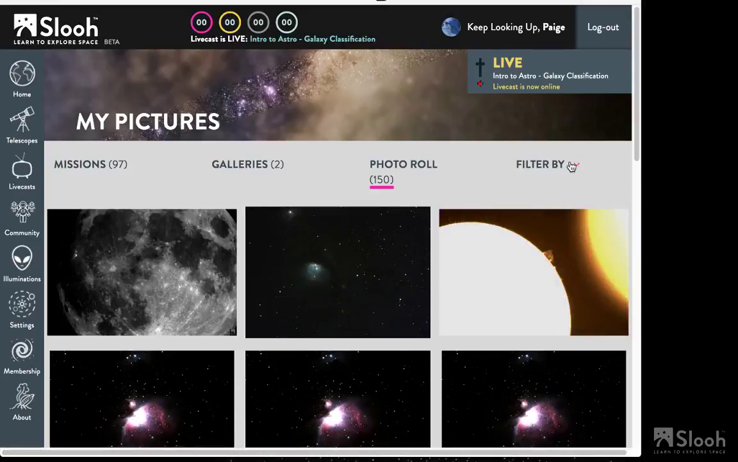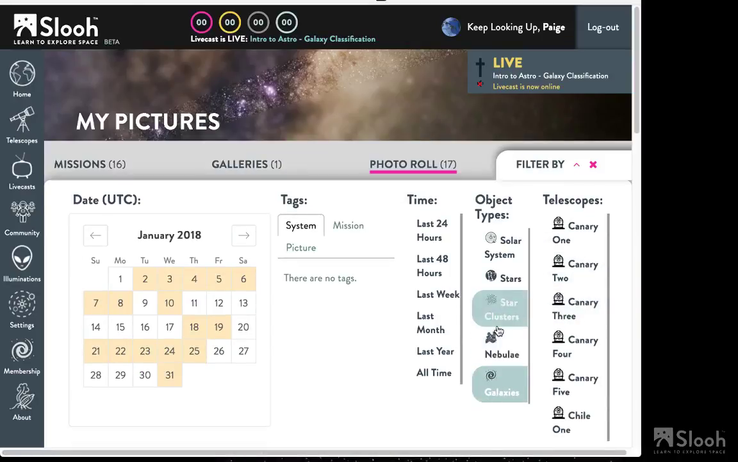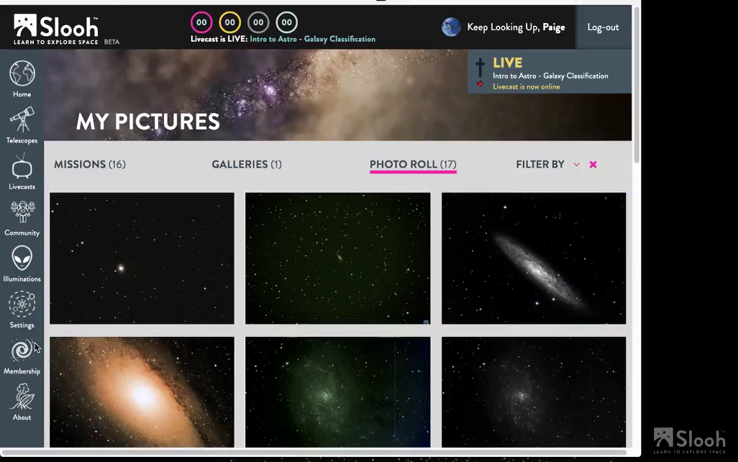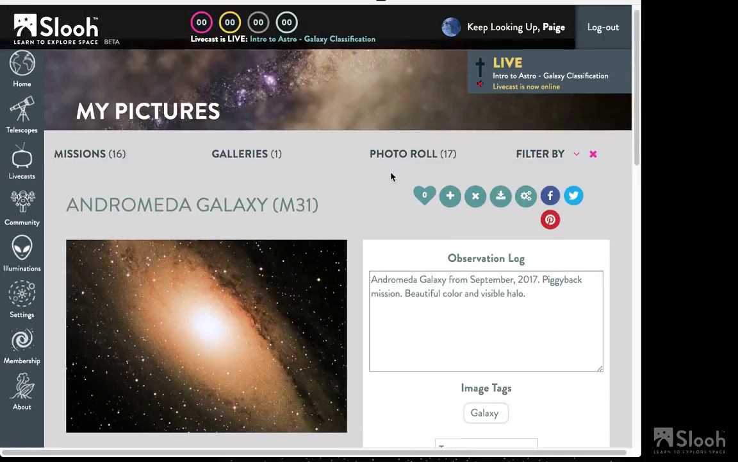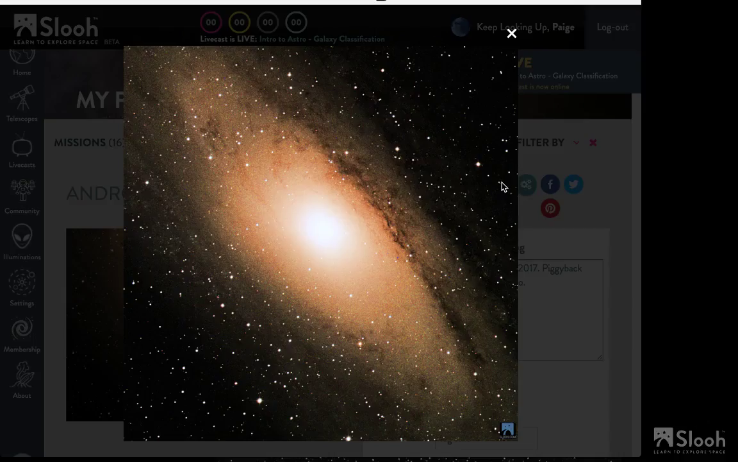So I'm going to filter by galaxies, because I have a lot of pictures and I want to just show you the galaxies. So this is my collection of galaxies that I've taken with our SLU telescopes. This is one of my favorites. This is Andromeda. How beautiful is this? I'm going to zoom in just because how can you not? Look how gorgeous that is. You can see here's the bulge, and here is a nice spiral arm, and here is another one.